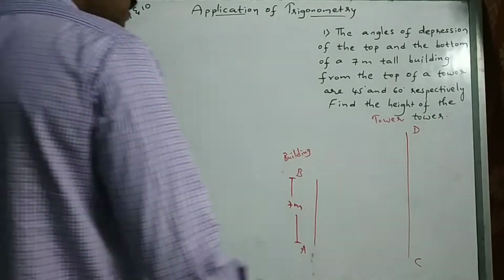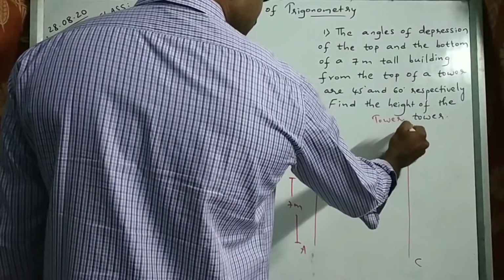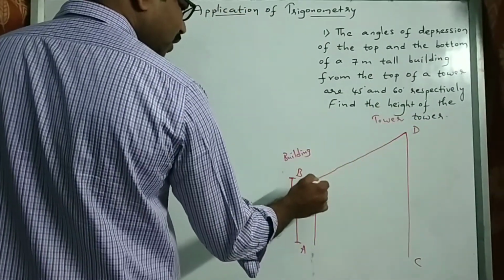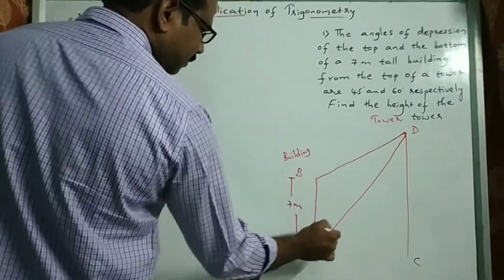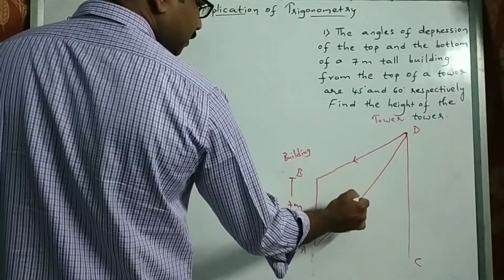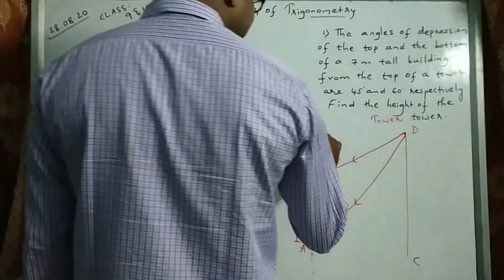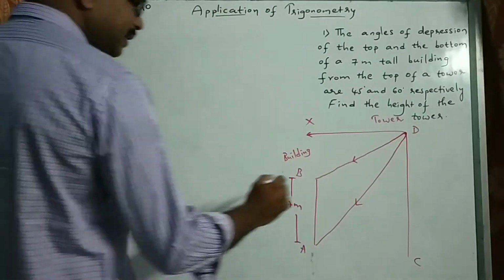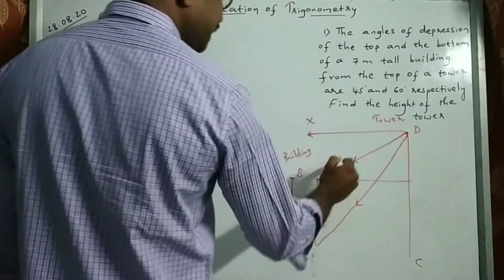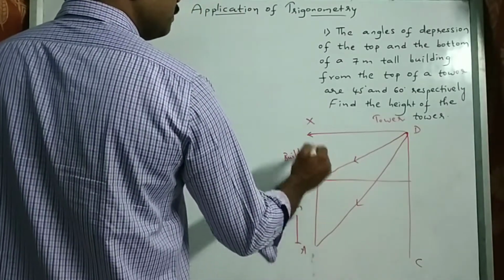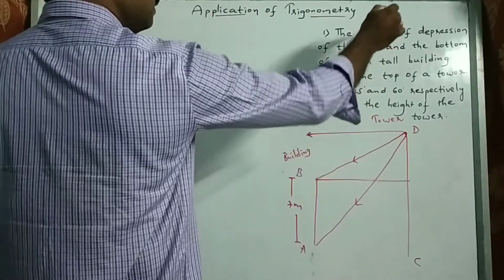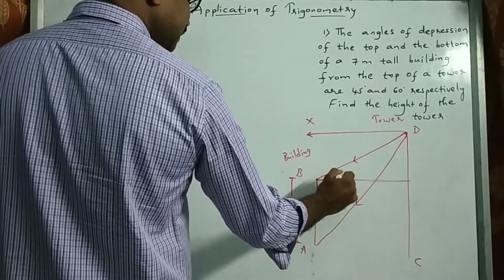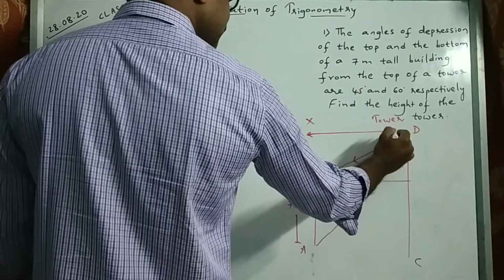From the top of a tower, one person is observing the top of the building and the bottom of the building. Means depressions, no? In the case of depression, I told you one horizontal line should be there, right? So what are the depressions here? From the top of a tower are the top and the bottom. First the top is seen at 45 degrees. This is nothing but this angle 45.